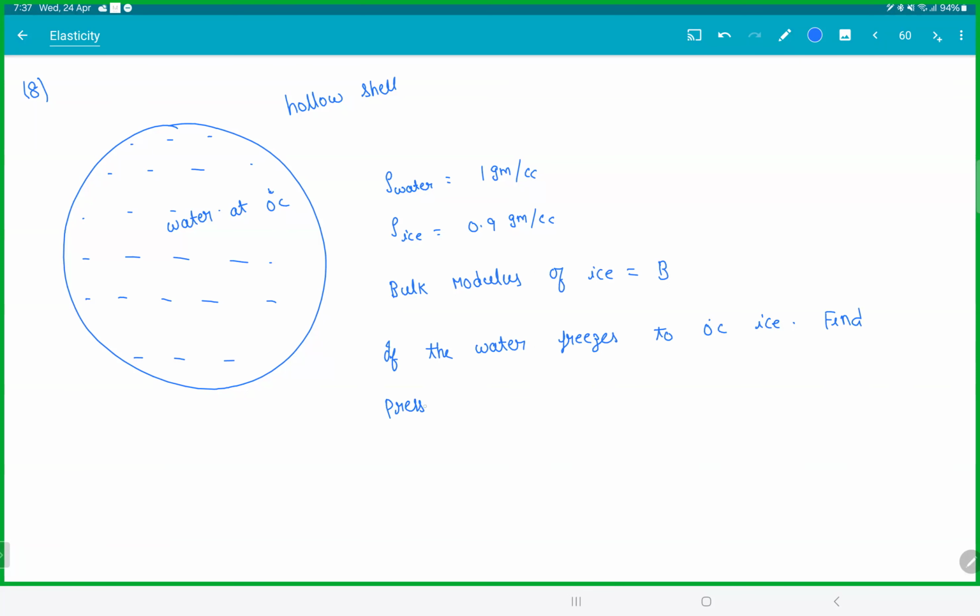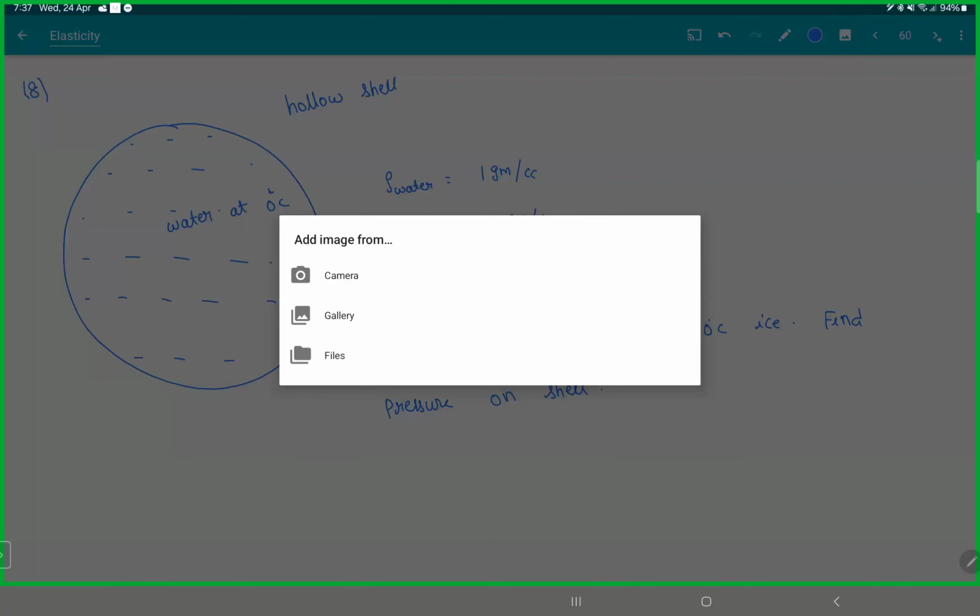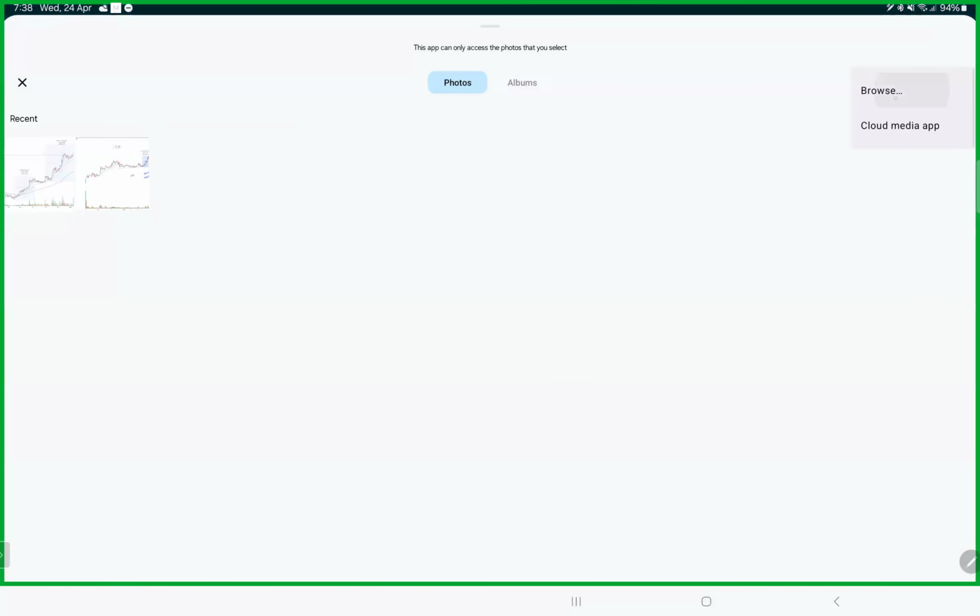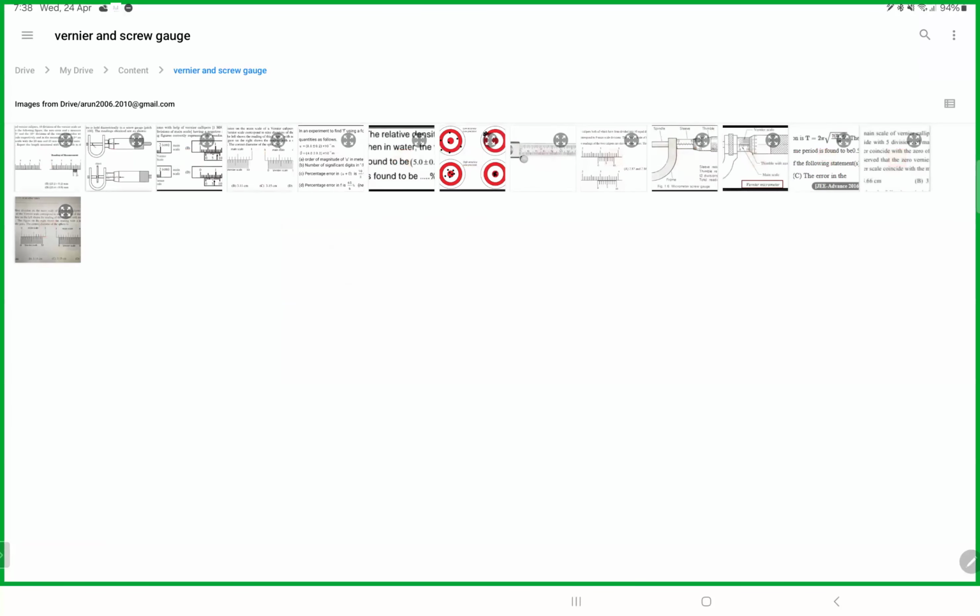I hope you remember anomalous expansion. When the water becomes ice, it will try to expand. But the shell won't let it expand. This puts immense pressure on the shell actually. In cold countries, now this is a big problem. The pressure is so high, literally the pipes crack.